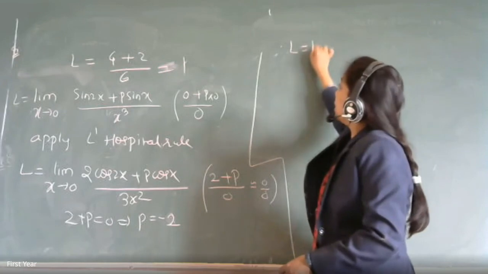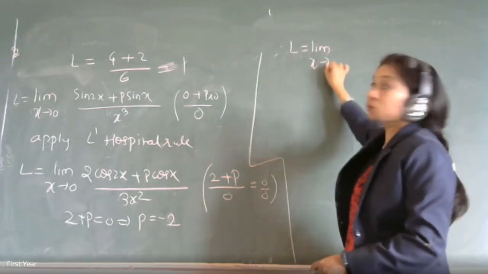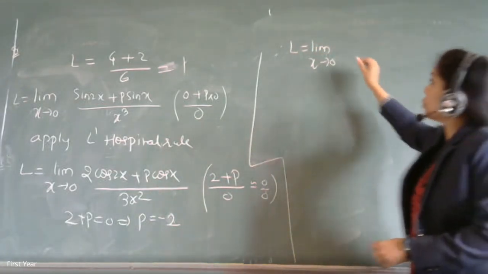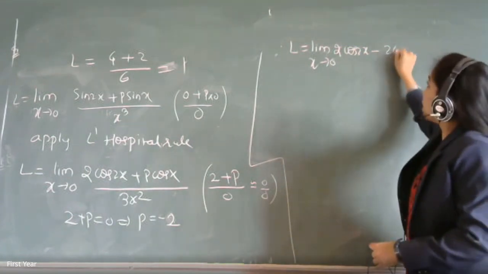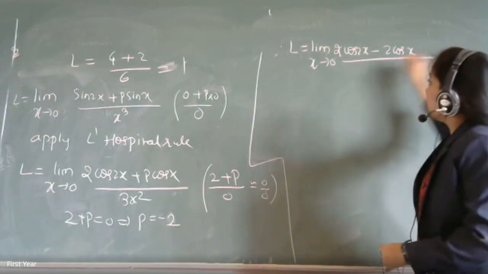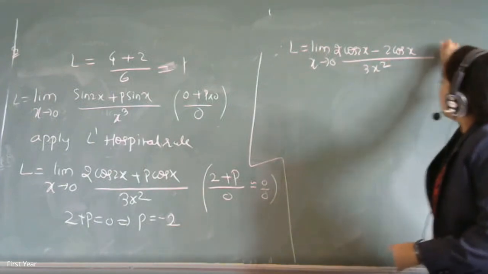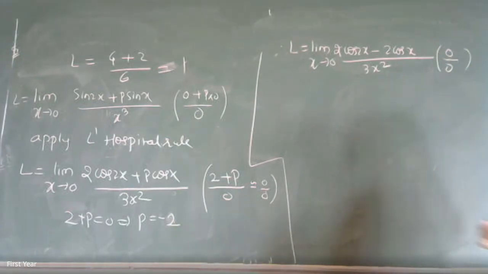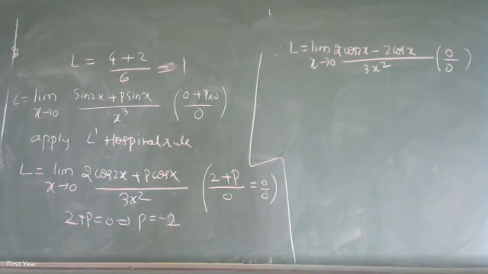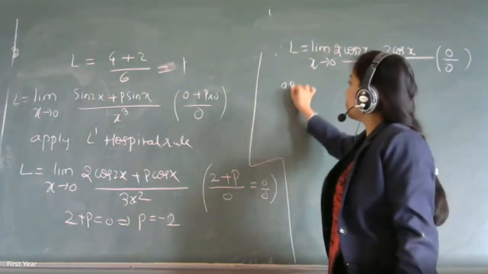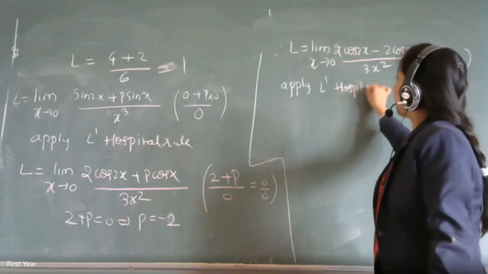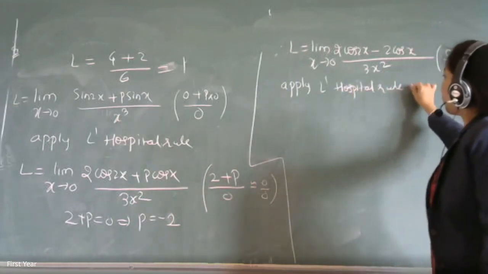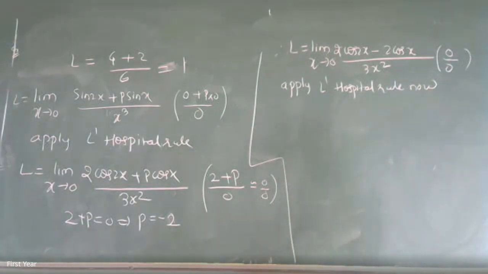Therefore, limit as x tends to 0, 2 cos of 2x minus 2 cos x divided by 3x squared, which is in 0 by 0. ये p की वैल्यू फाइंड की हम लोगों ने ऐसी की है, it will become 0 by 0. So apply L'Hospital rule. Apply the rule. Okay.